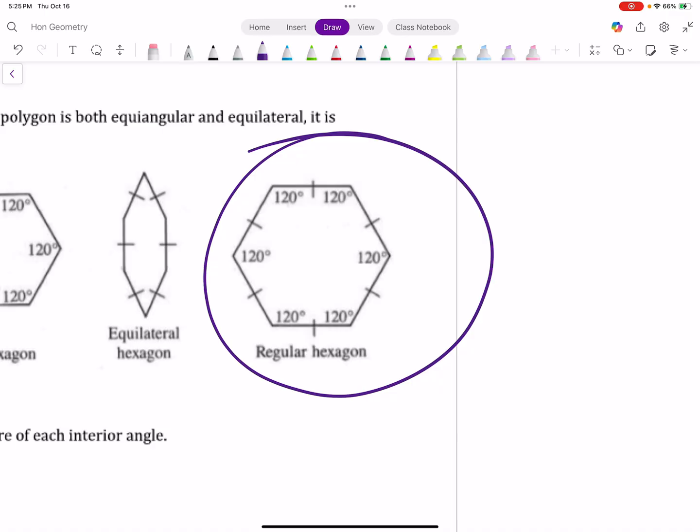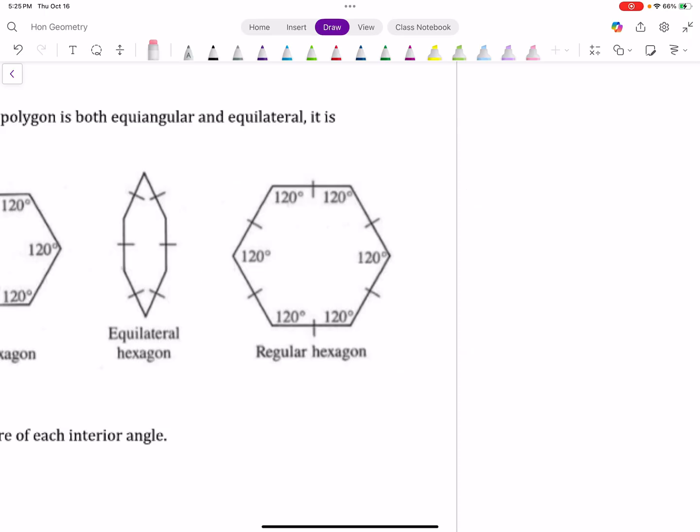Y'all got taught that's what hexagons look like. Okay, well, yeah, 1, 2, 3, 4, 5, 6. But that is a hexagon too. And it drives me nuts that y'all were taught that octagons look like stop signs, like all octagons look like a stop sign. And no, regular octagons look like a stop sign.